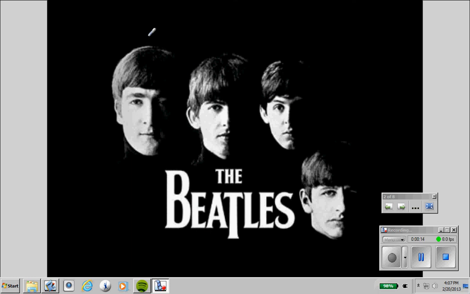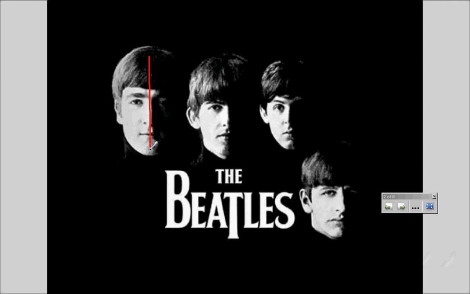We started in class looking at this picture of the Beatles. As you notice, the left side of all the Beatles' faces is lit up. All of them have a face that is lit up on the left and dark on the right, and we connected that to the lunar cycle.